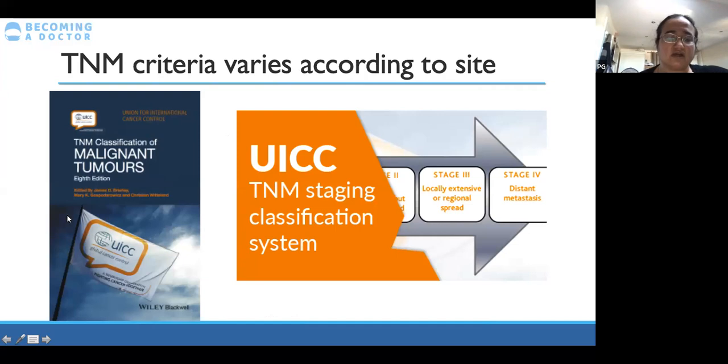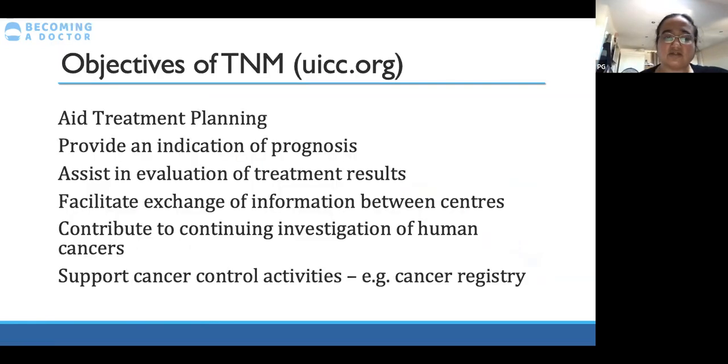So we have the TNM classification of malignant tumors. We're in the 8th edition that we're using now. And this book is what we use to reference. So if I have a bladder cancer, for example, I would go to the book and have a look and see what T stage and N stage that tumor is. And there's also the UICC website, which has various different staging classification information on it, which you can find.